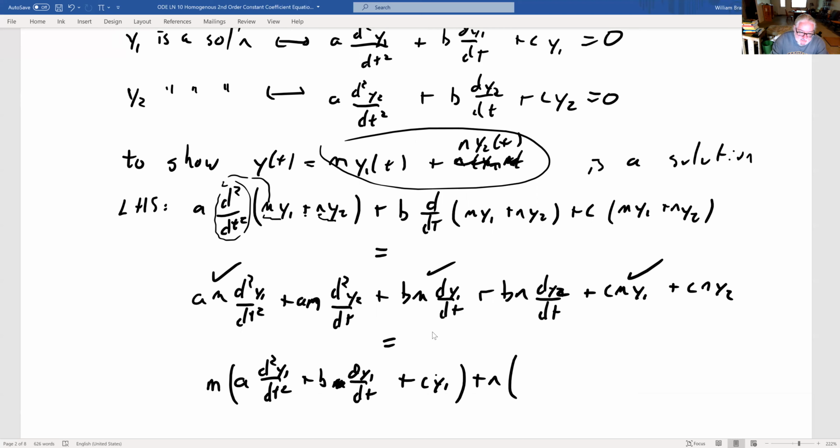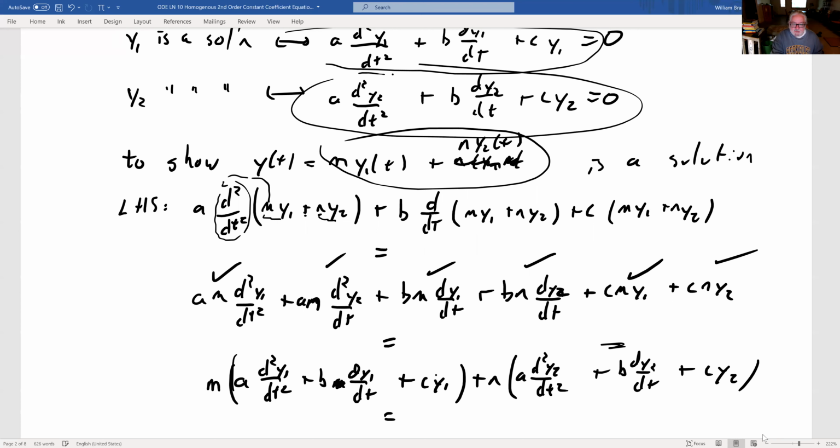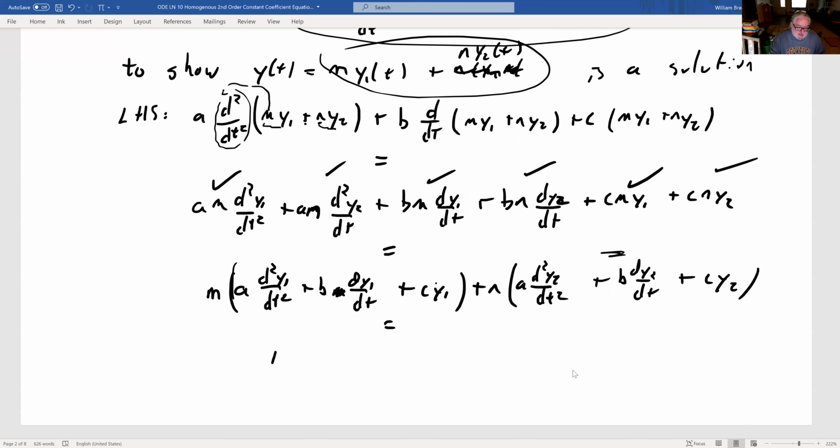And then I'll get three n terms. That's this one. A d squared y2 dt squared plus b dy2 dt plus cy2. That's my third one. Yay, so what's all that equal to? Well, this stuff inside this parentheses, that's all equal to 0 because y1 is a solution. The stuff inside the parentheses here, that's all equal to 0 because y2 is a solution. So this becomes m times 0 plus n times 0, which equals 0, which is the right-hand side.